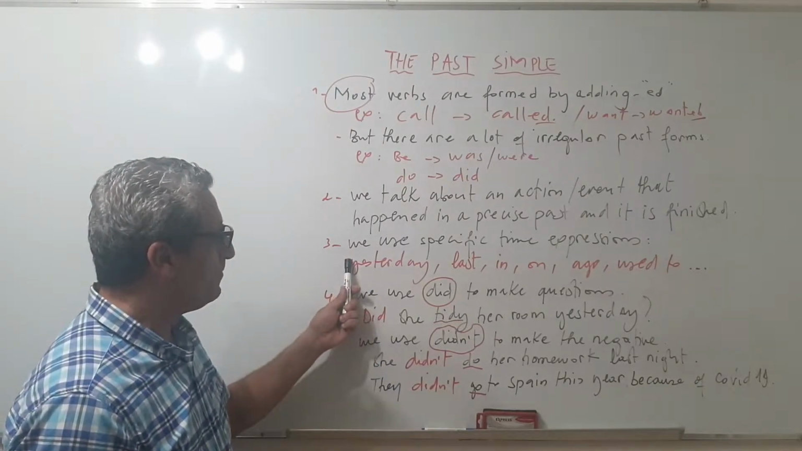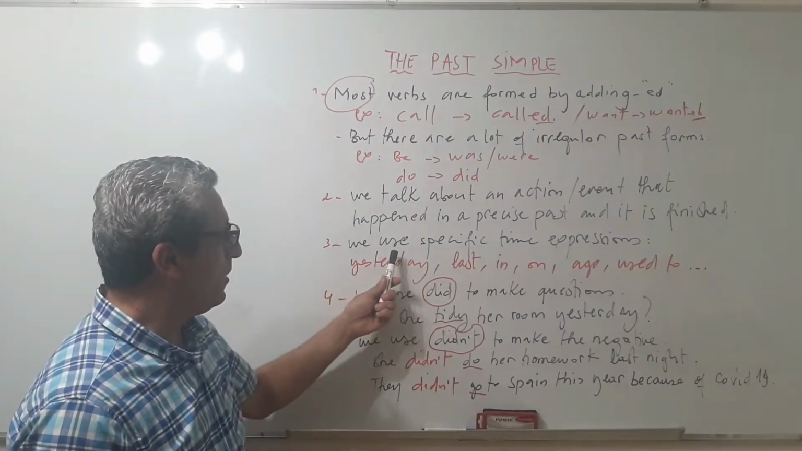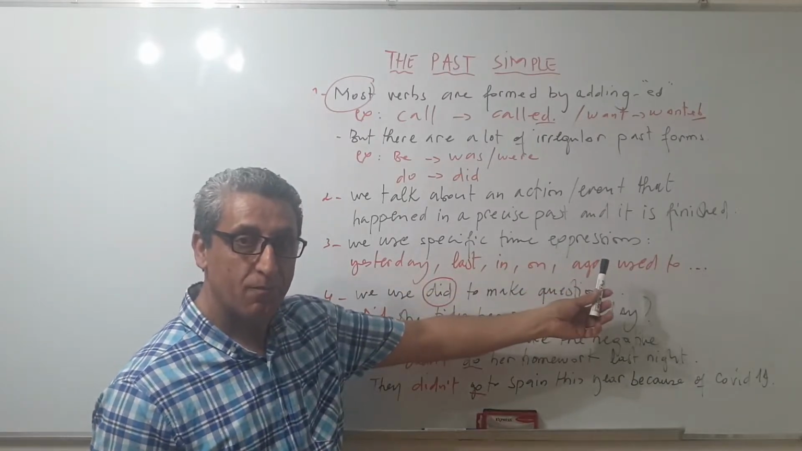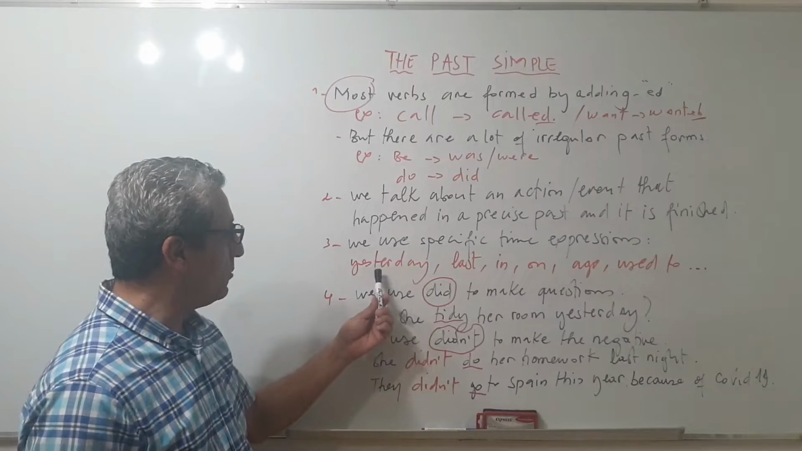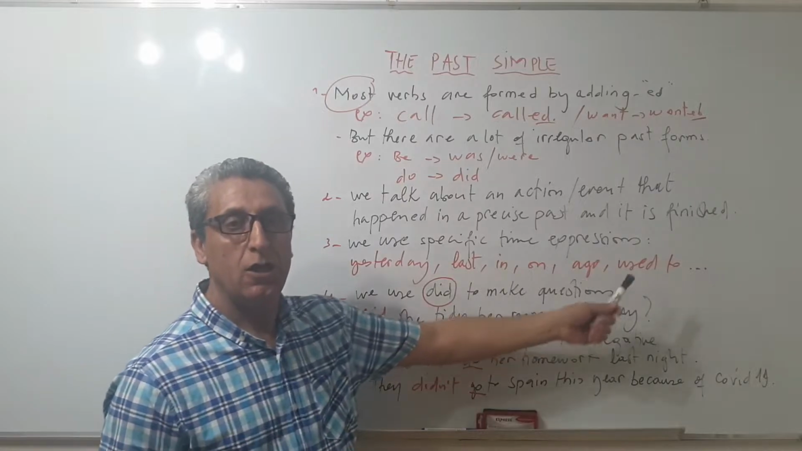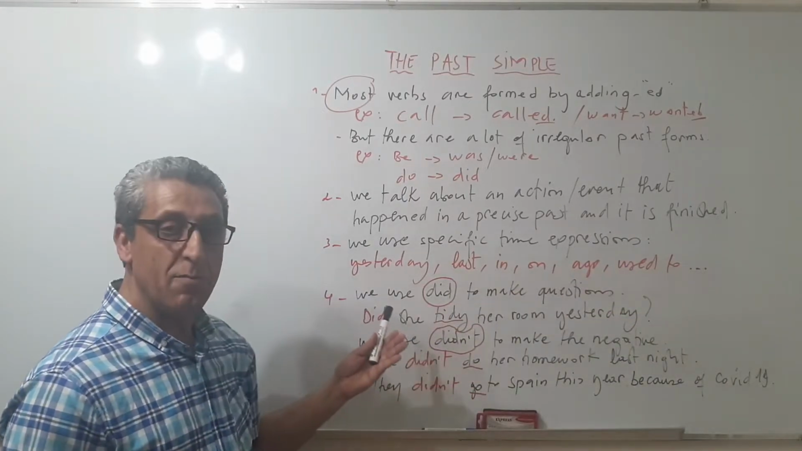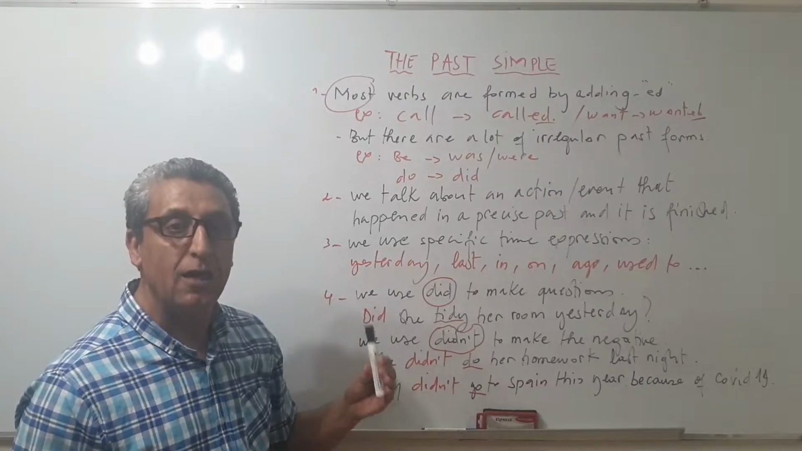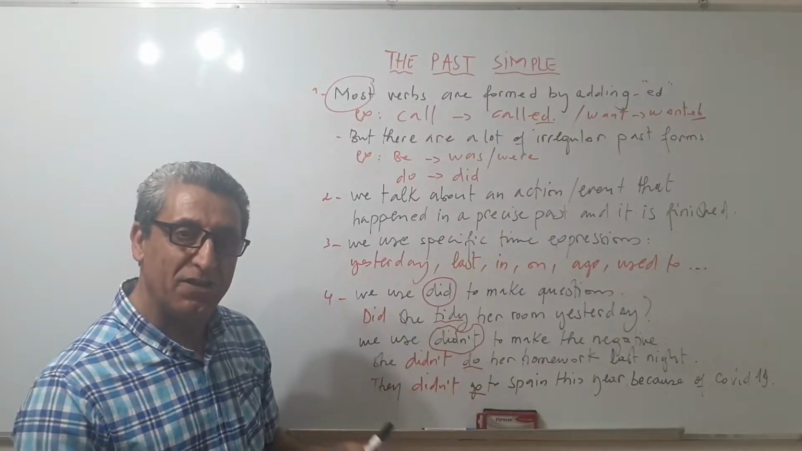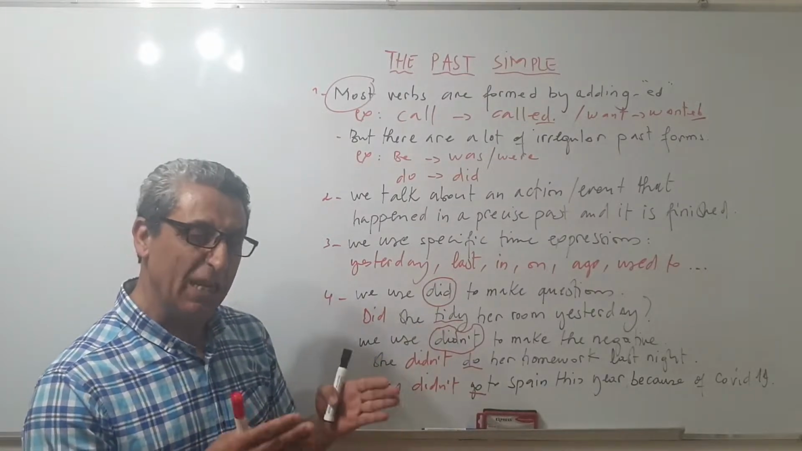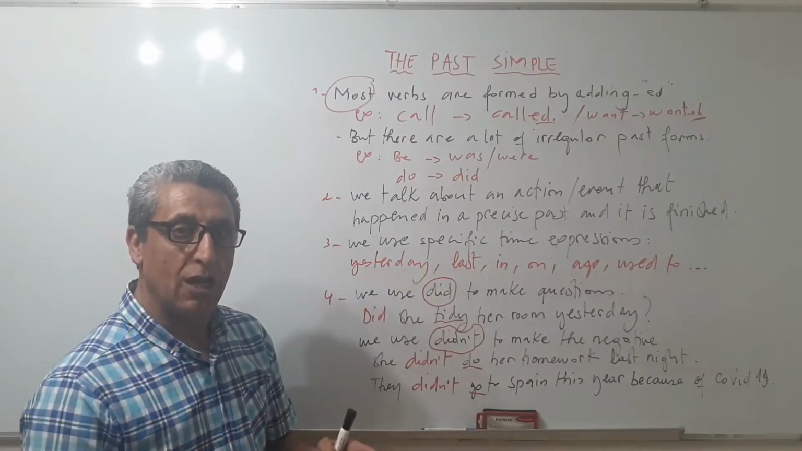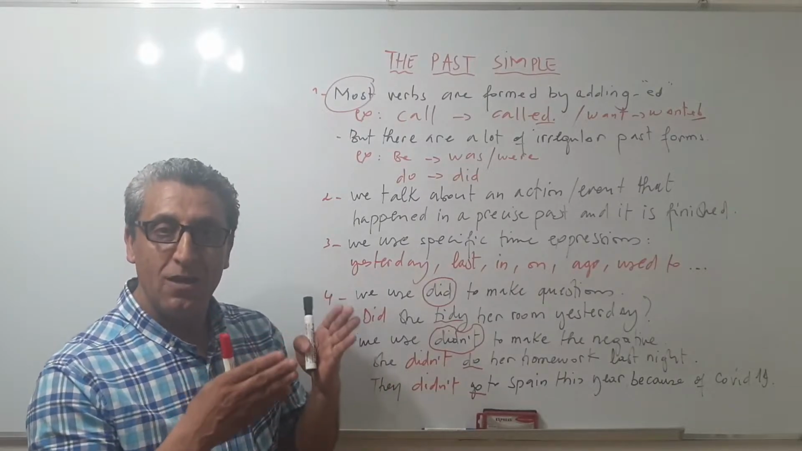Number 3. With the past simple, we use specific time expressions. What are these time expressions? We use yesterday, last, in, on, ago, used to, etc. These are time expressions that we use more specifically with the past simple. When we use them with the past simple, they give it that sense of something that happened in the past at a precise time. When we say yesterday, it is a precise past. When we say last night or last year, it is a precise past.